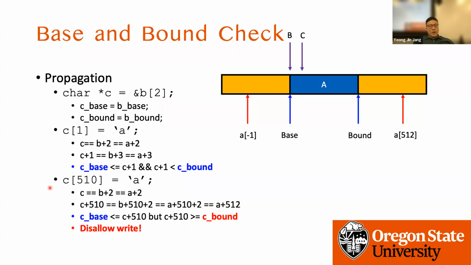And when we try to access C indexed by 510, that's equivalent to A plus 512. Actually, that's 1 byte out of bound. So this inequality will never be met, and we can kill the program. Any questions? So it's very simple, right?